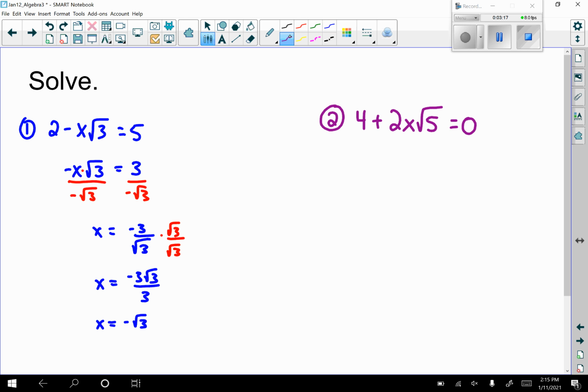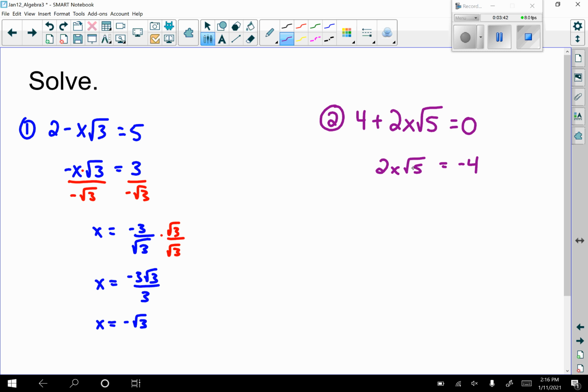Now as we work through number 1, pause the video. You guys give number 2 a try if you like. If not, just continue playing. This one is very similar. Notice the x is not underneath the radical with the 5, so that radical 5 is just a number. But I do want to start by moving the 4 to the other side, so I want to subtract 4. So we're going to get 2x radical 5 is equal to negative 4.